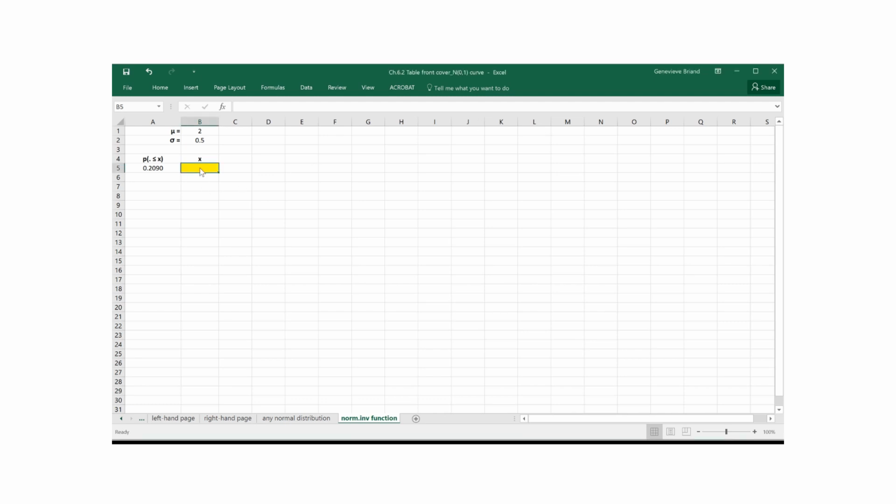So we're going to use a norm.inv function, get our probability value from cell F5, mean and standard deviation from above. Here we go. And we do get 1.595 as we expected to. And this concludes our presentation on the continuous probability distributions, mainly the normal distribution.